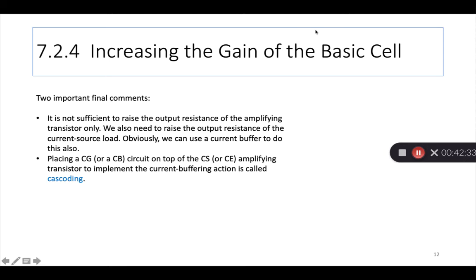Okay, two important final comments about raising the gain. It is not sufficient to raise the output resistance of the amplifying transistor only. We also need to raise the output resistance of the current source load. Obviously, we can use a current buffer to do this also. Placing a CG or a CB circuit, common gate or common base circuit, on top of the CS or CE amplifying transistor to implement the current buffering action is called cascoding. And that is the topic that we will look at next.